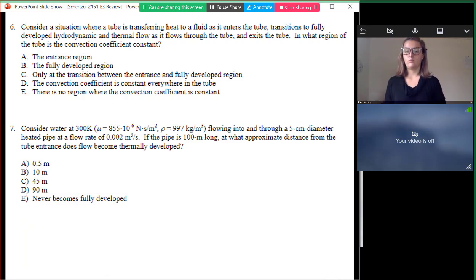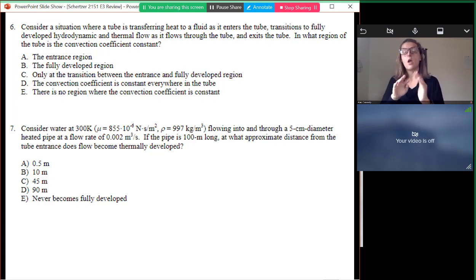Question 6. Consider a situation where a tube is transferring heat to a fluid as it enters the tube, transitions to fully developed hydrodynamic and thermal flow as it flows through the tube, and exits the tube. In what region of the tube is the convection coefficient constant? So here we know that in the entrance region, h is changing. But once we get to be fully developed, h stays the same.